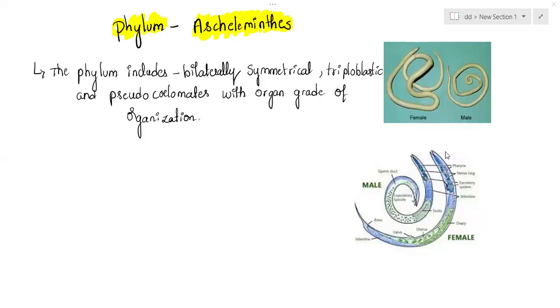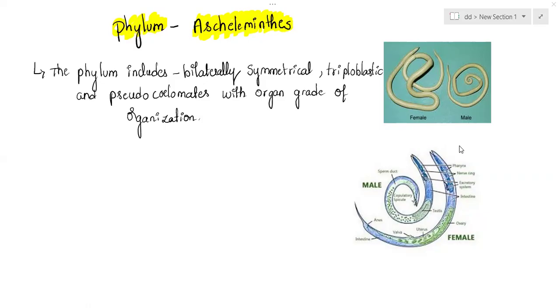Okay. In the last class, we discussed the other phyla. The Platyhelminthes we discussed, also Ctenophora, right? So in this class, we'll discuss another phylum on the course of evolution, that is Aschelminthes.